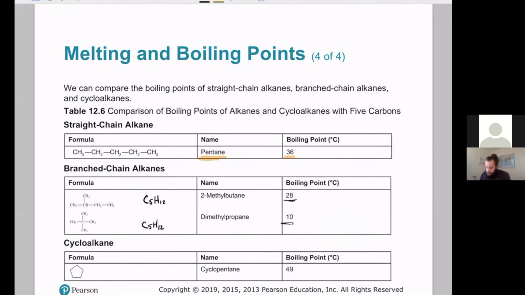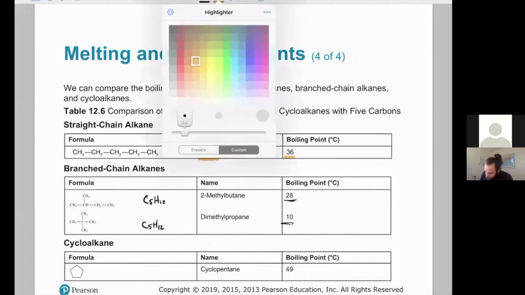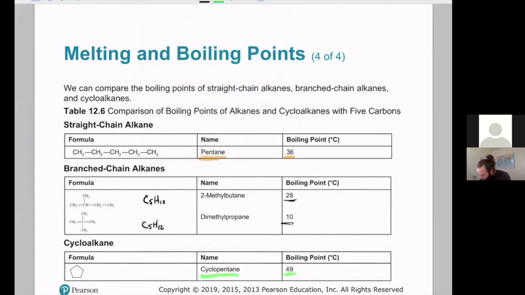And if, instead of having pentane, we have cyclopentane, we've increased the boiling point relative to pentane. Okay, so branching decreases the boiling point. If it's locked in a ring, it will increase the boiling point.